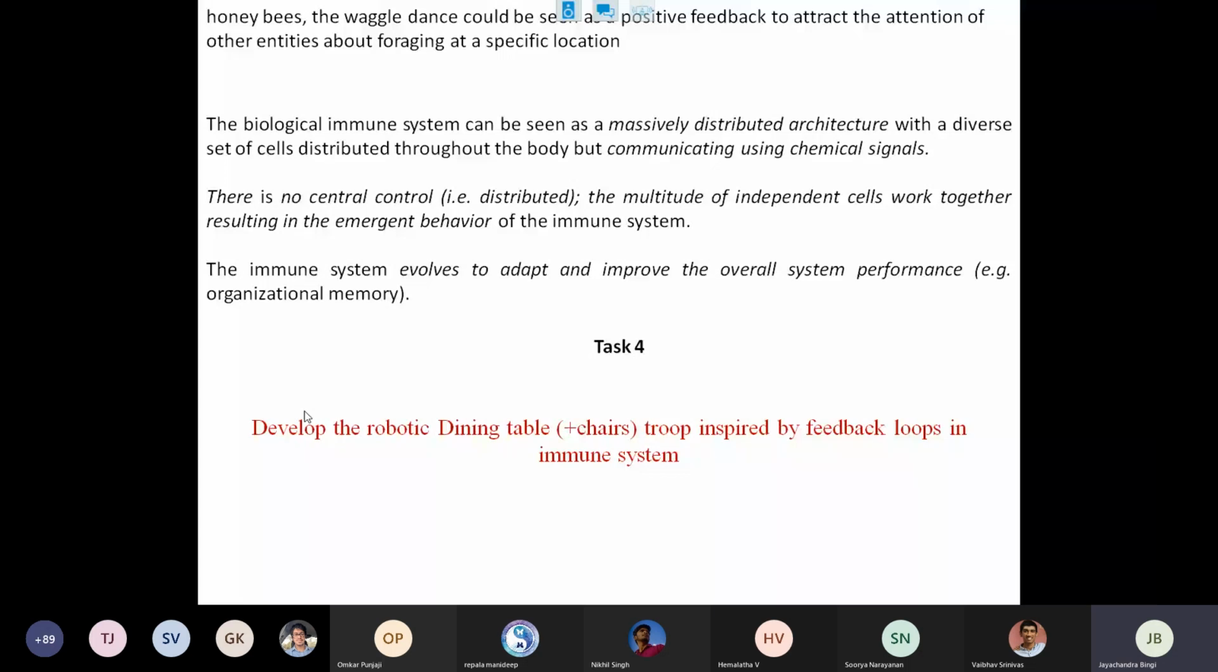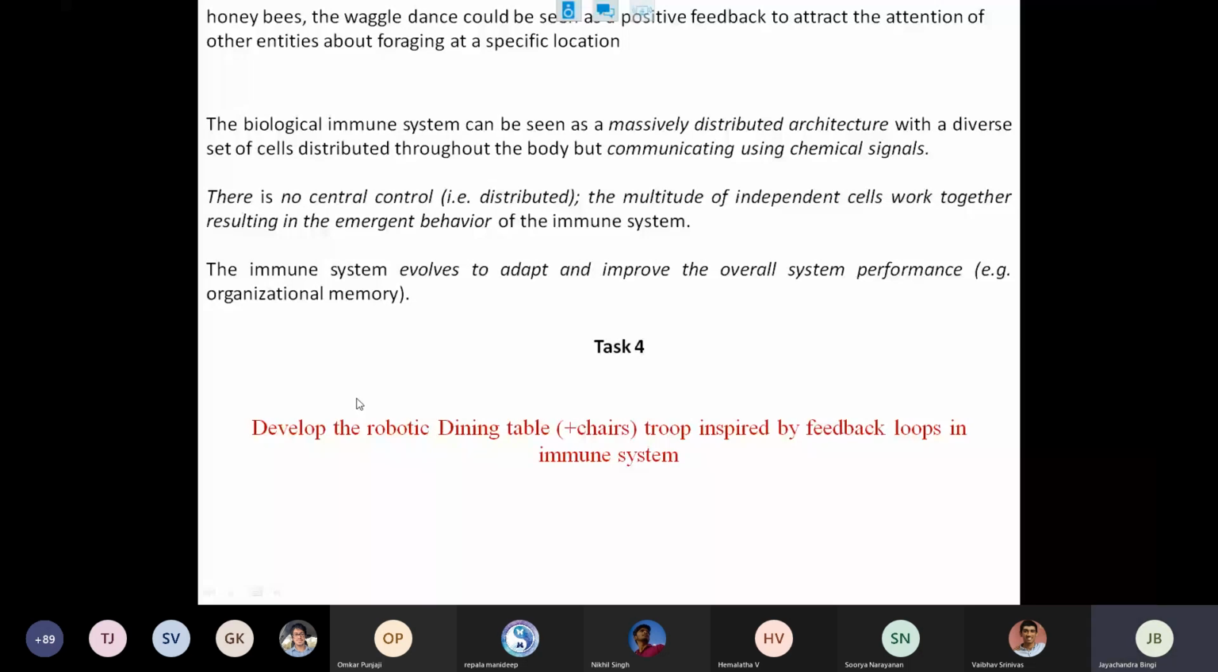Okay. There is no central control. The multitude of independent cells work together, resulting in the emergent behavior of the immune system. Okay. That is known already. There is no central control. They work on their own, learning. Okay. Now, the immune system evolved to adapt and improve the overall system performance. These are about the immune system.